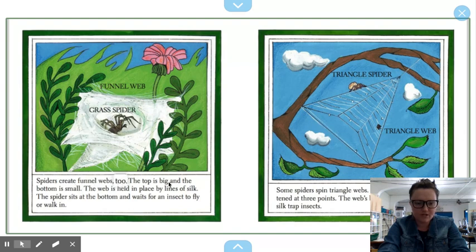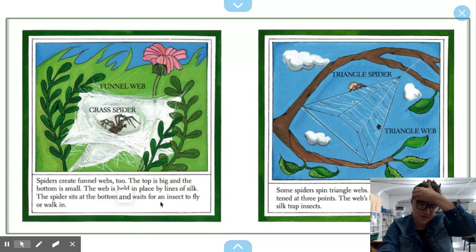The top is big and the bottom is small, kind of like a tornado. The web is held in place by lines of silk. The spider sits at the bottom and waits for an insect to fly or walk in.